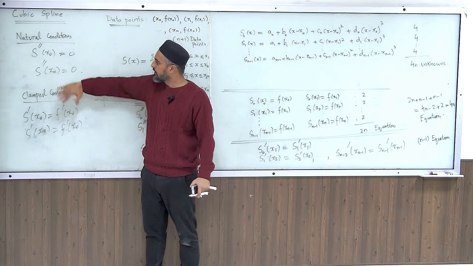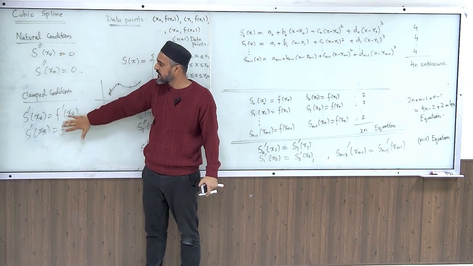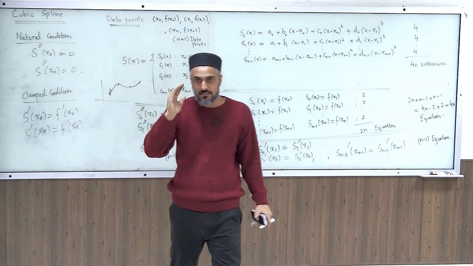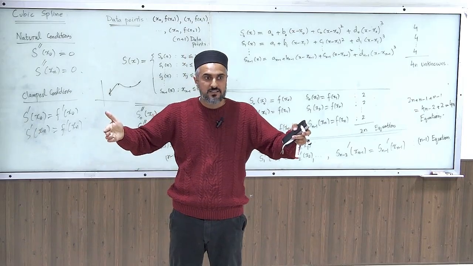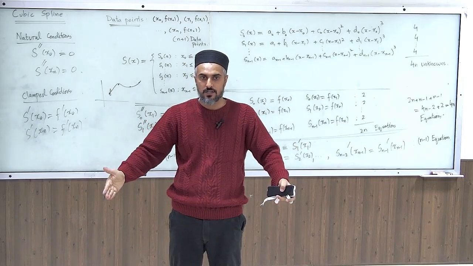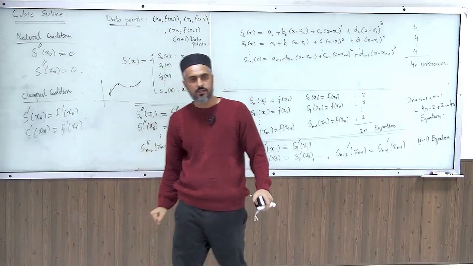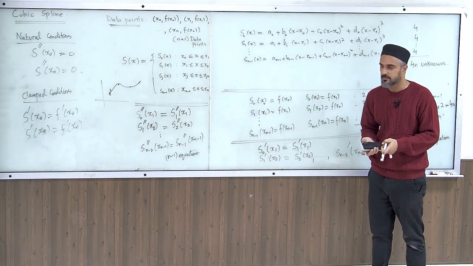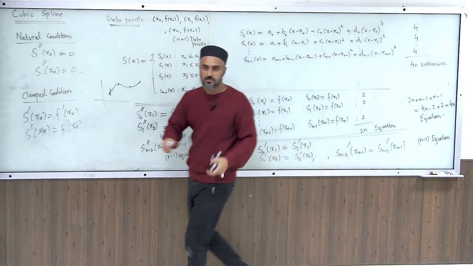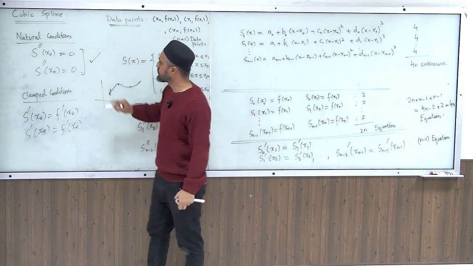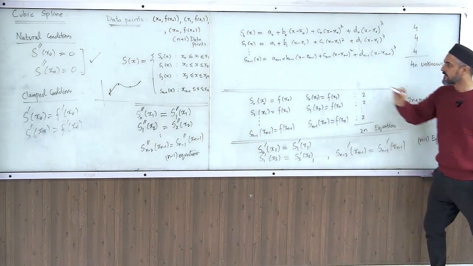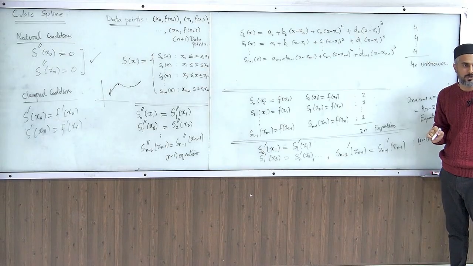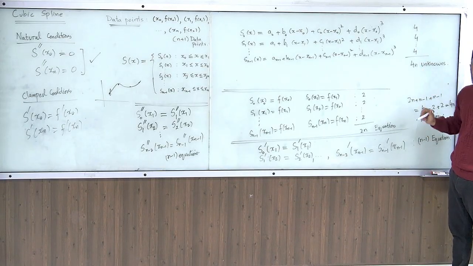So the mostly used conditions are the natural condition and the clamped condition. By the way, you are probably doing other courses too, so these are boundary conditions, because they are conditions imposed at the endpoints. So there are natural boundary conditions and clamped boundary conditions. We will impose these conditions, and with them the total equations will be 4n, and the total unknowns will also be 4n.